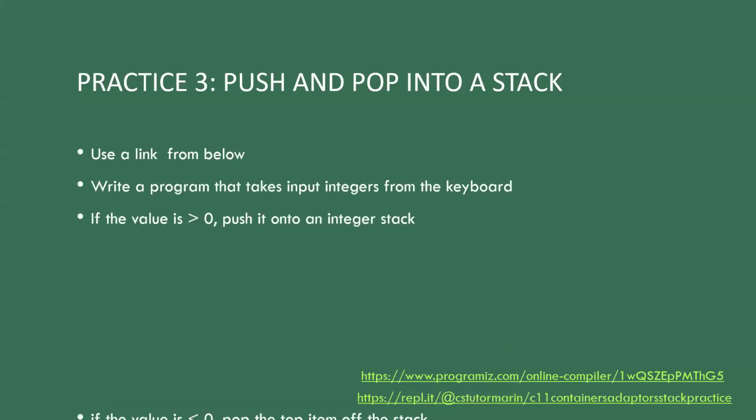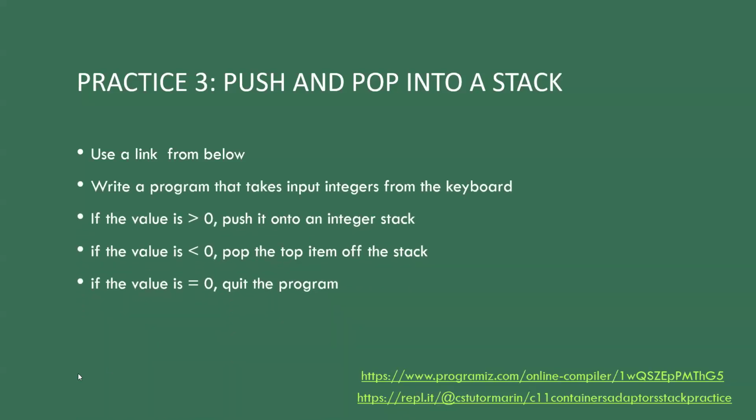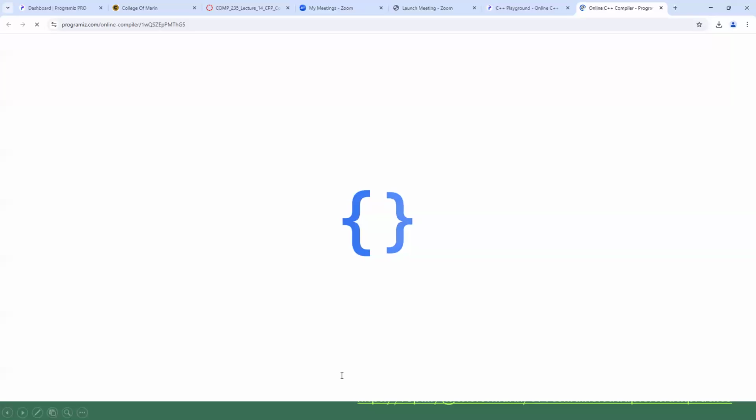So let's just try this one. I think this one's easy enough. We can do this. If the value the user wants is greater than 0, push it. Otherwise, pop it. Otherwise, quit the program, okay? So let's take a look at the code here together.